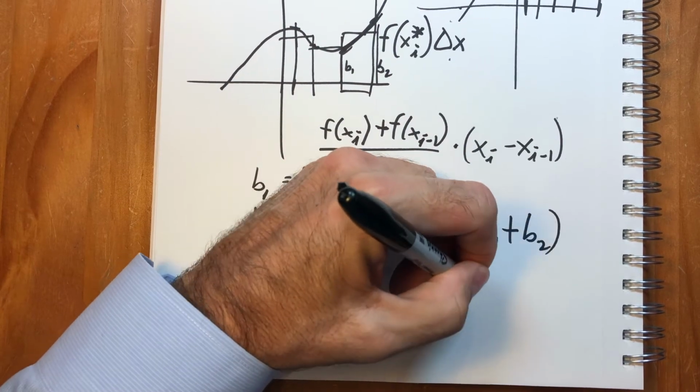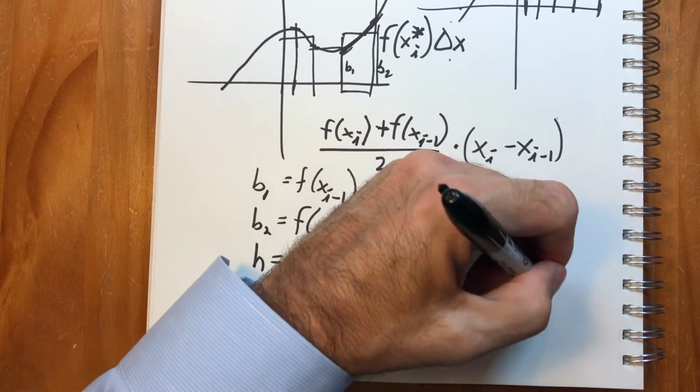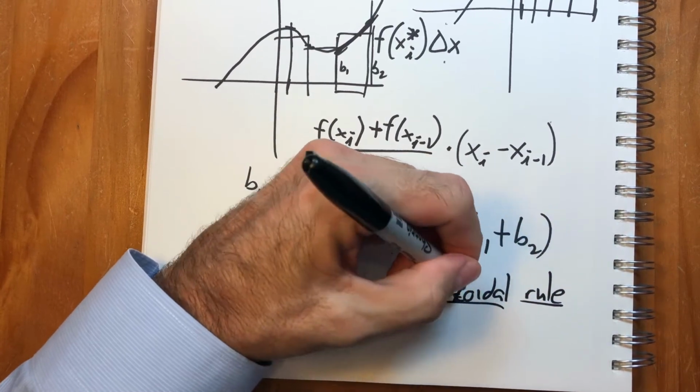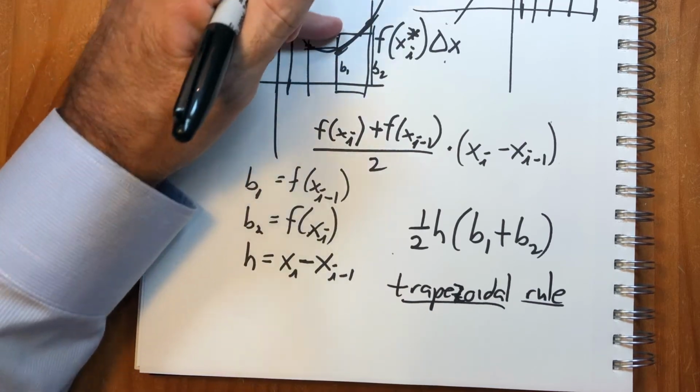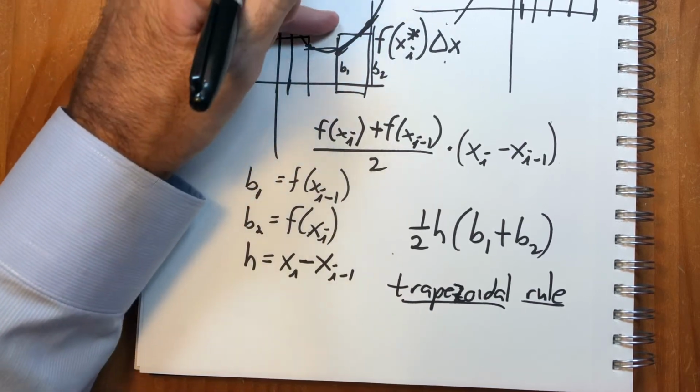So anyway, this method of choosing the sample point is called the trapezoidal rule. It's called the trapezoidal rule, but what we're really doing is taking the point that's halfway between the two values of f.